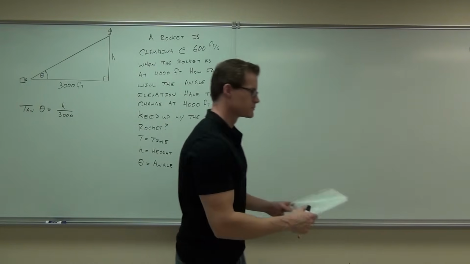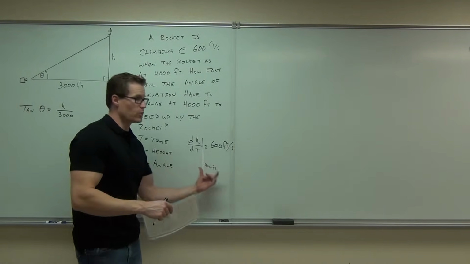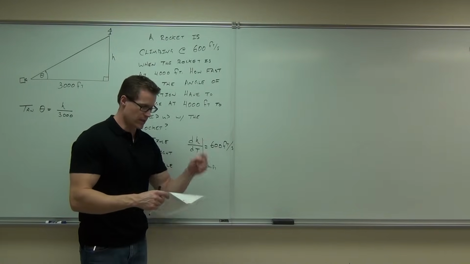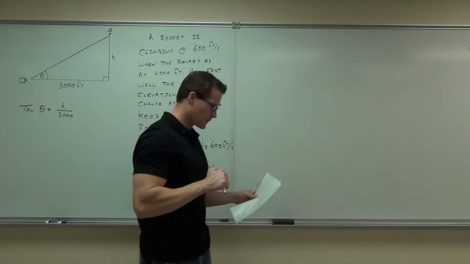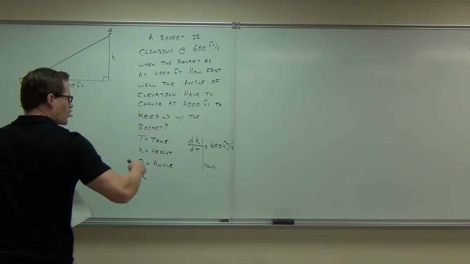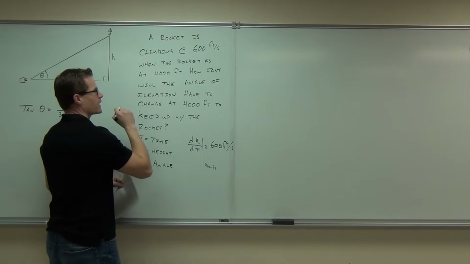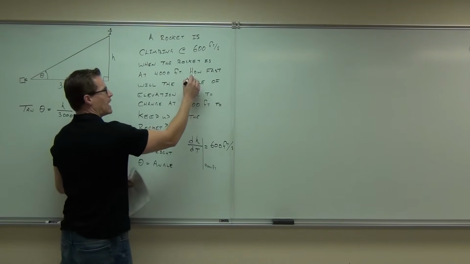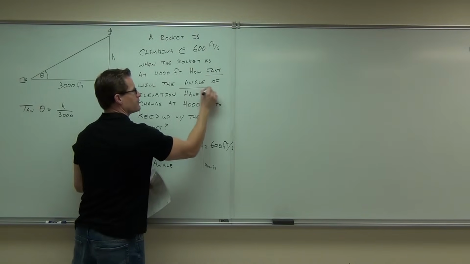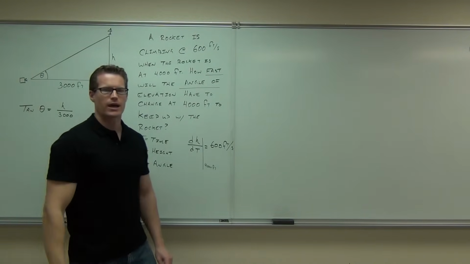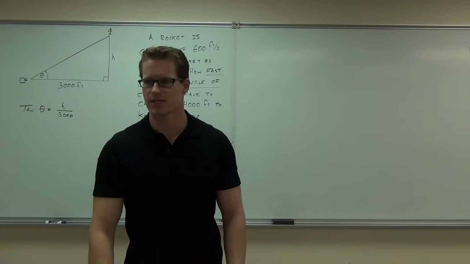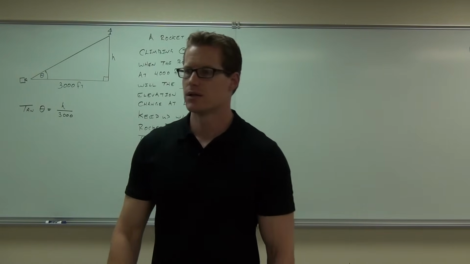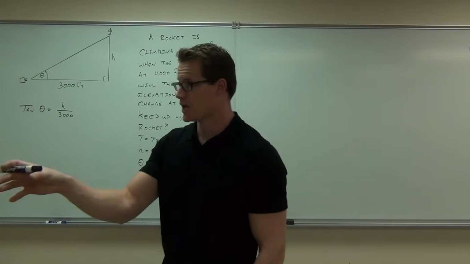H is 4,000. The height when H is 4,000. Yes, exactly right. Let's go ahead and try to find this. What we're looking for is, well, we want one more thing. How fast will the angle of elevation change? How can I write that? It's d theta dt. That's the change in the angle compared to time.